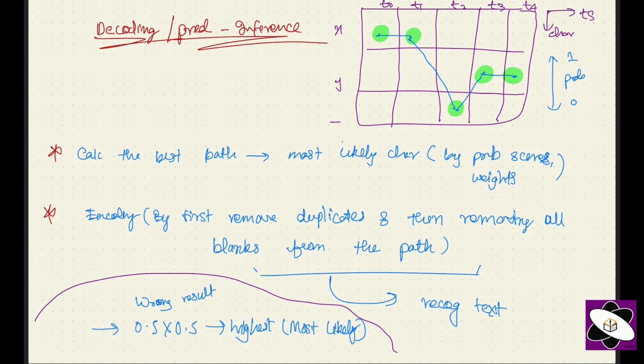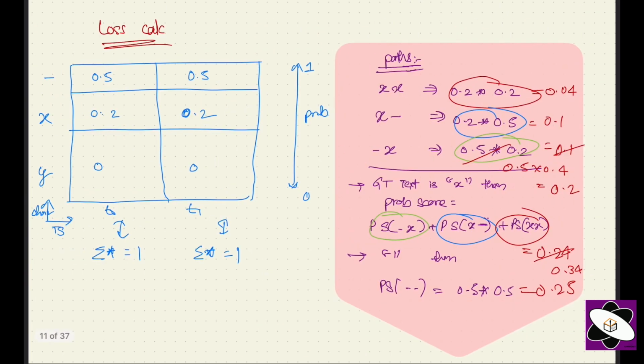One more way to show that best path decoding most likely gives wrong results. As I've said, in this example the actual text is x, and if we take the highest possible probability, 0.5 at this timestamp and 0.5 at this timestamp, this gives blank symbol, blank blank. After pre-processing, encoding and decoding, we get a single blank. But that is not the case, because the ground truth is x, so we want to predict x, right? So there is a high loss and less accuracy.